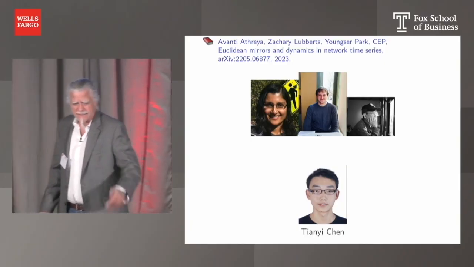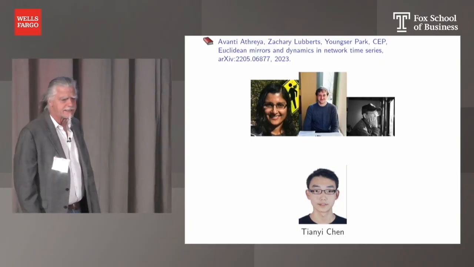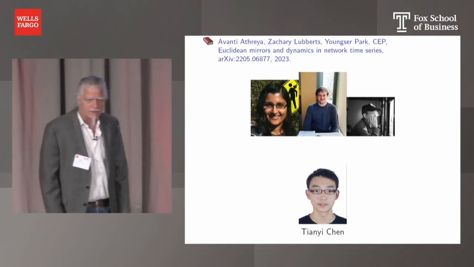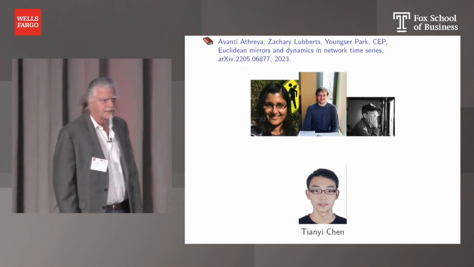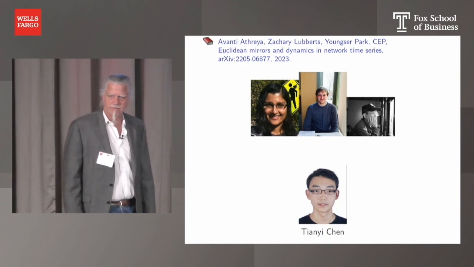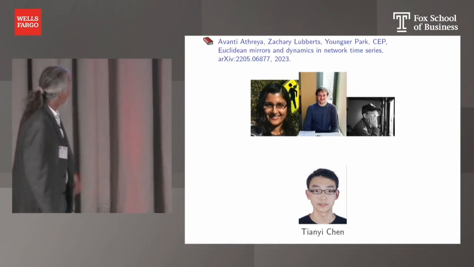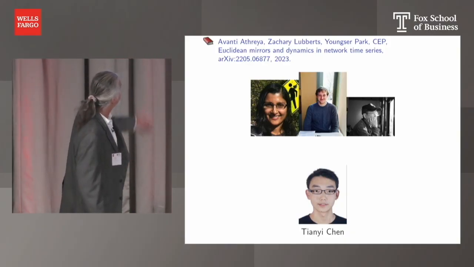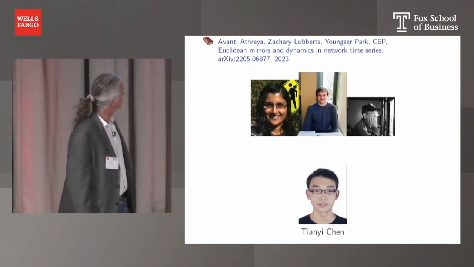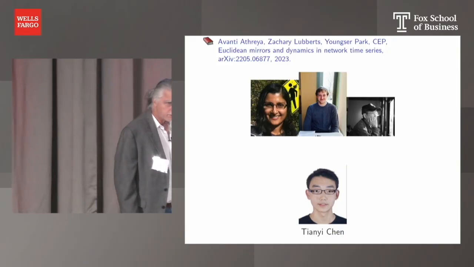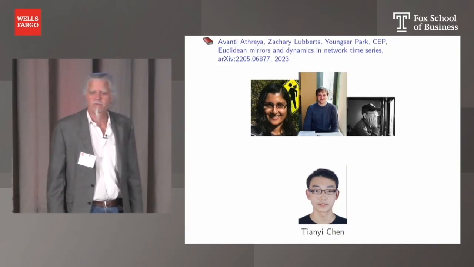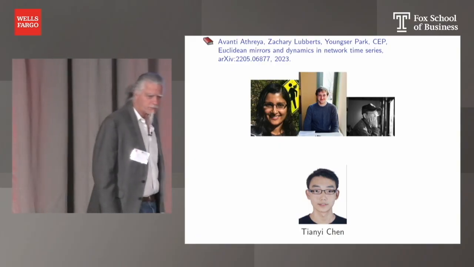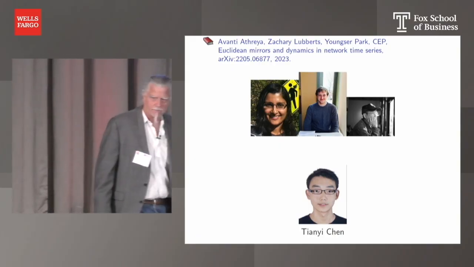Okay, so as I said, Tinyi Chen is in the audience. He's a graduate student that you want to hire, but I'm going to insist that he never graduate and just stay with me because he's useful. And the brains behind the other operation are Avanti Athreya at Hopkins, Zach Lubberts, who's just moved to University of Virginia, and Youngser Park, my longtime right-hand man.